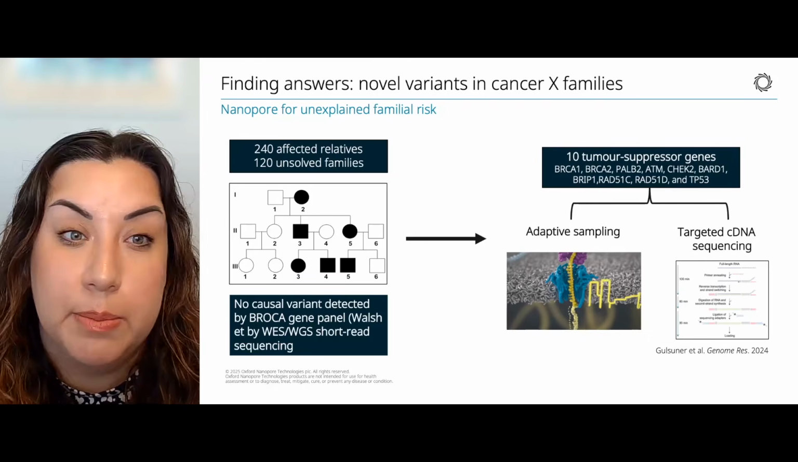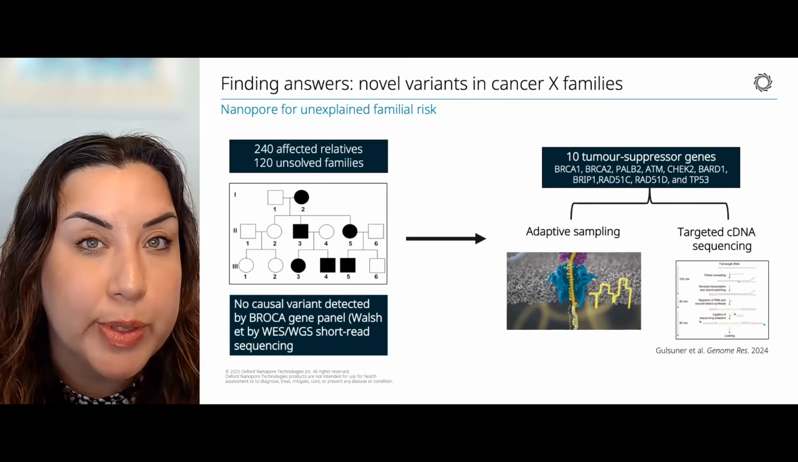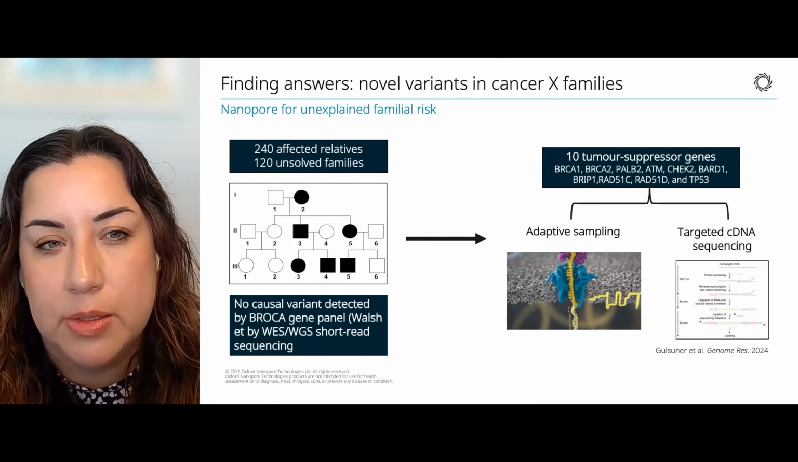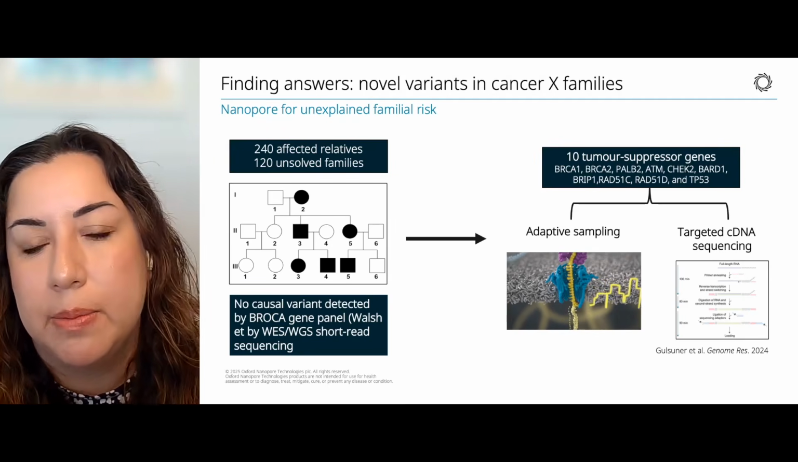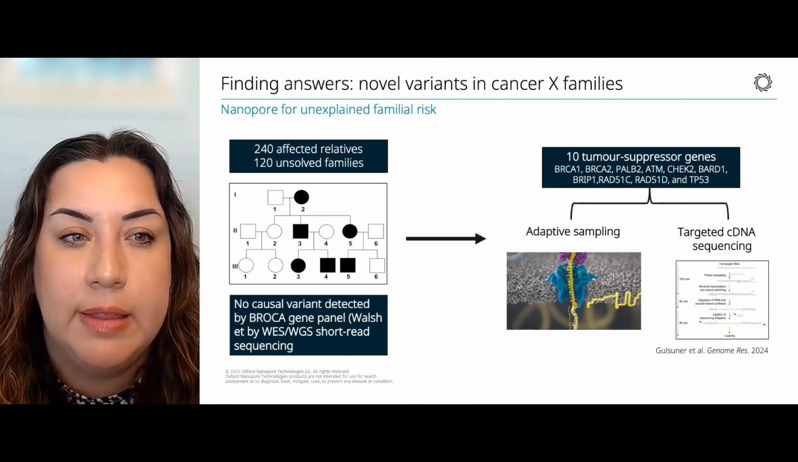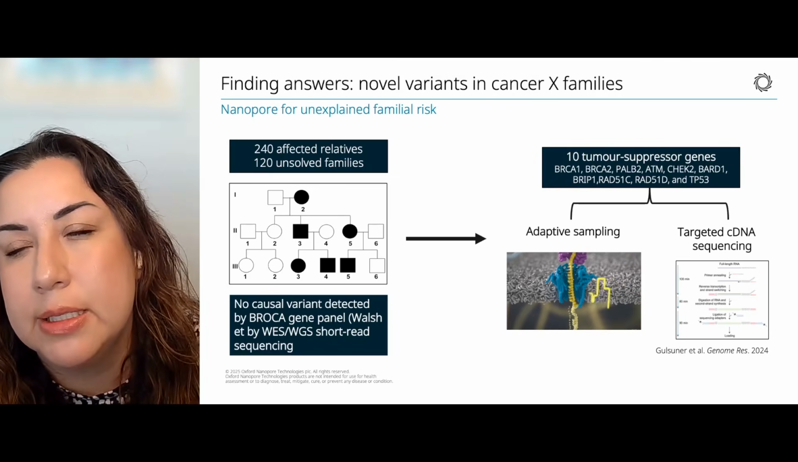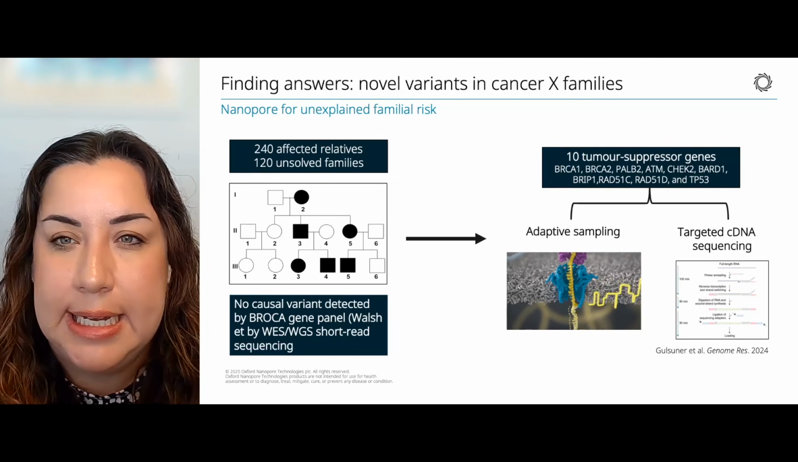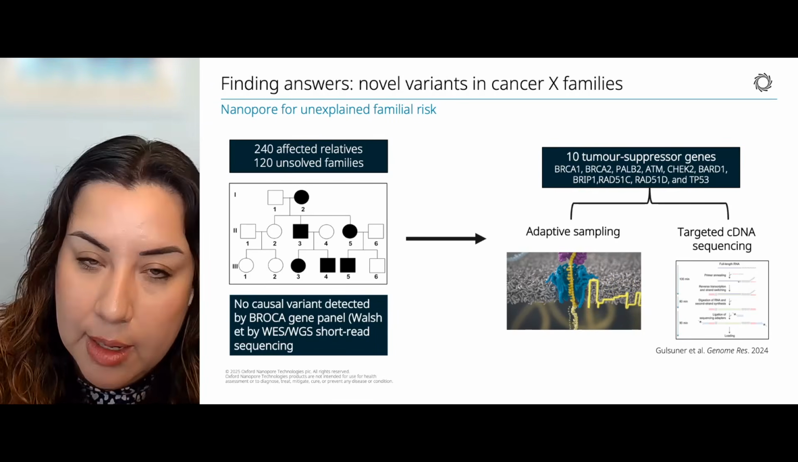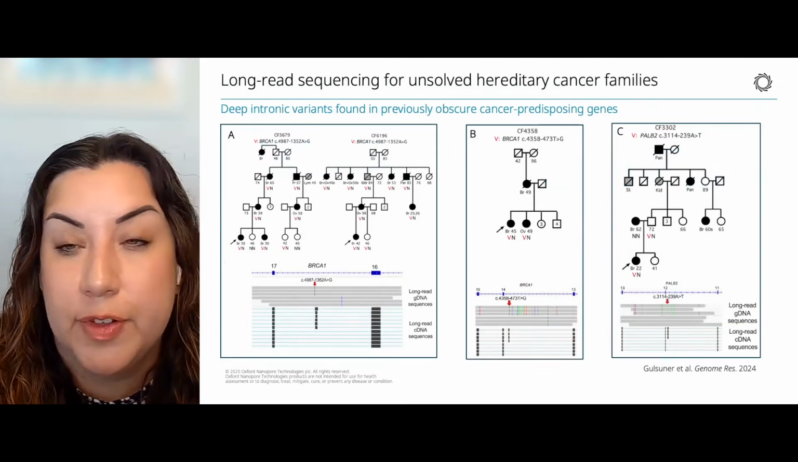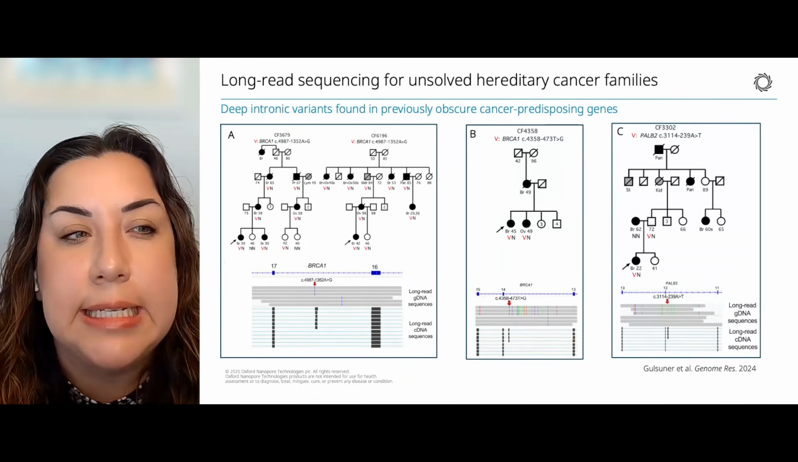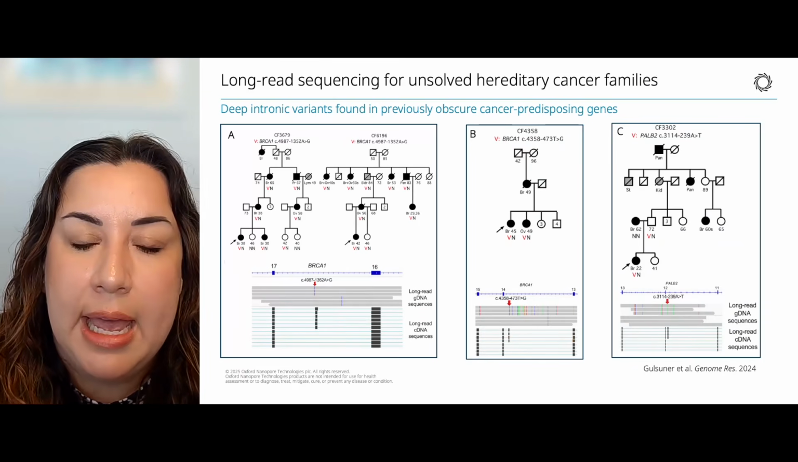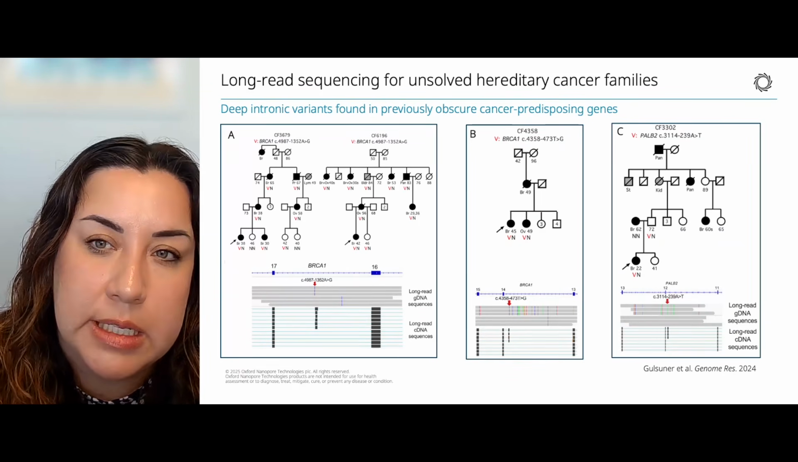And so they took a really simple approach. They took 10 tumor suppressor genes. Again, these are run-of-the-mill genes, nothing particularly out of left field, your BRCA1s, your PALB2s, RAD51. And they did adaptive sampling, and they did some confirmatory work using targeted cDNA sequencing. And what they were able to find was that for these families who previously didn't have any answers, they were able to find these deep intronic variants. And again, that is a value of adaptive sampling.